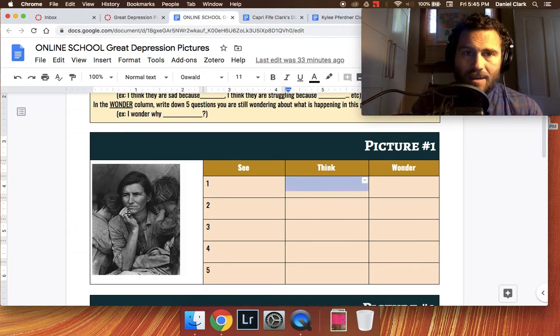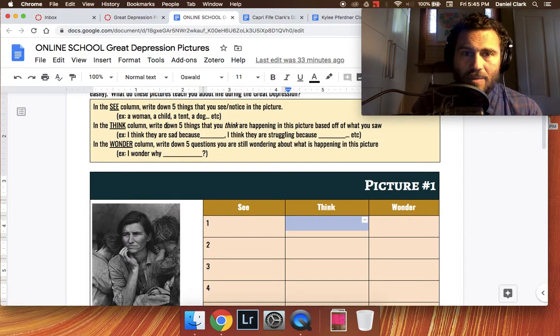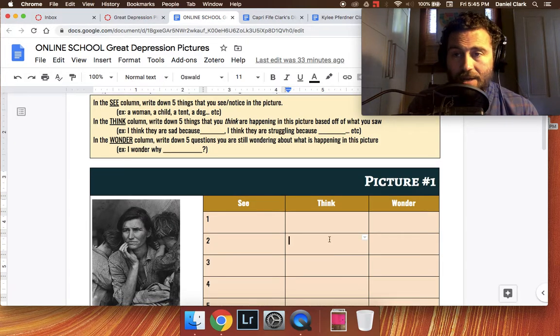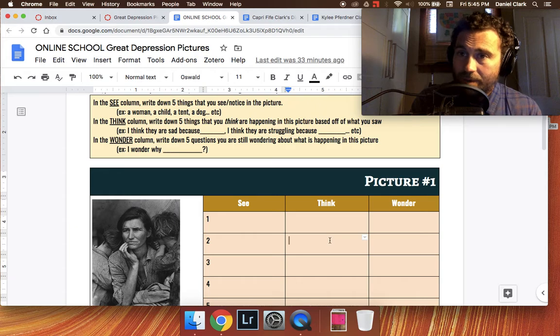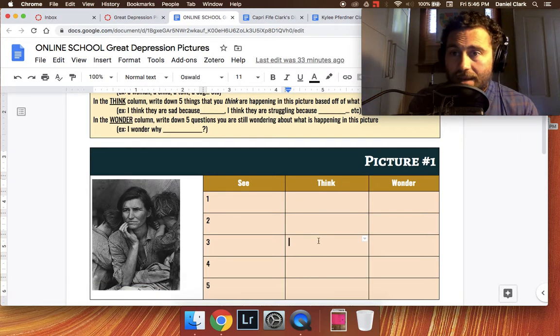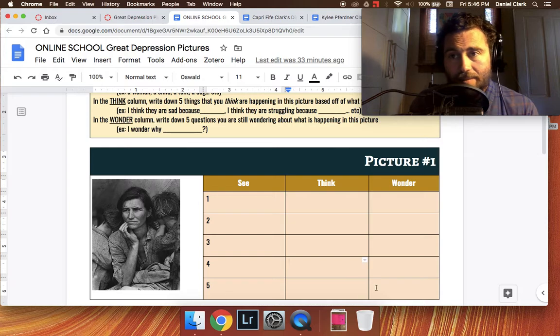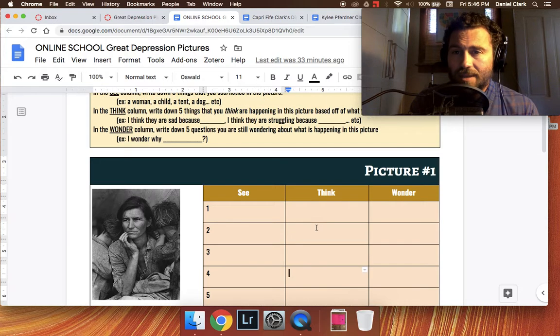Then in the think column, you write 5 things that you think are happening in this picture based on what you saw. I think this woman is worried because she doesn't know how to feed her children. I think these children's haircuts are terrible because they can't afford to go to a barber. I think that they are living in a tent because they can't afford their house. I think that their clothing is tattered because they can't afford that. Those are the kind of things I'm looking for.